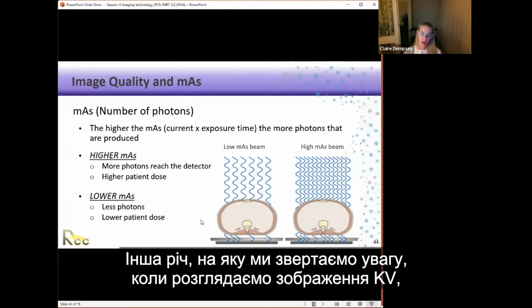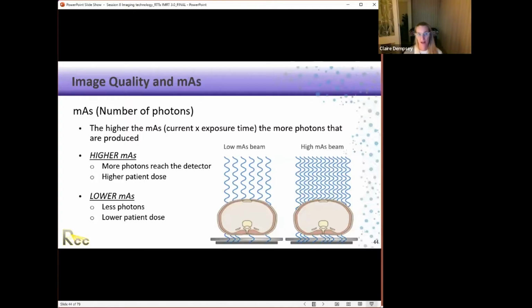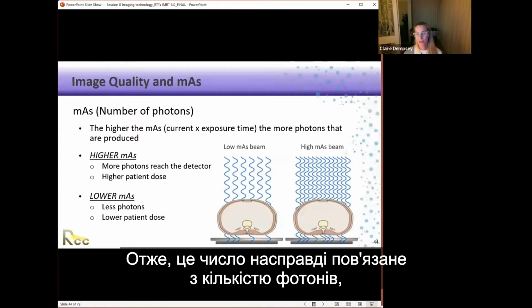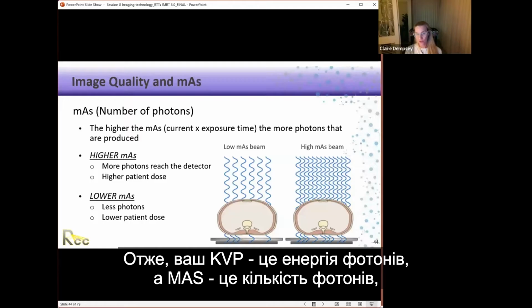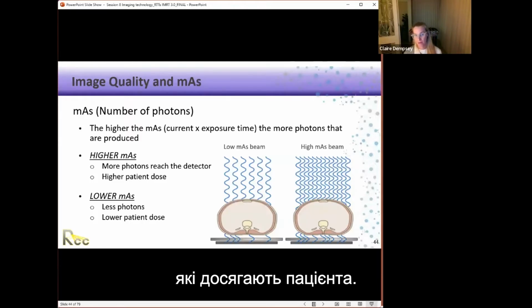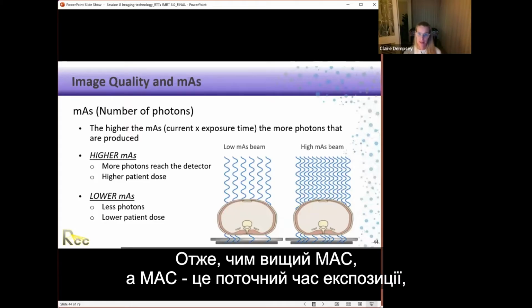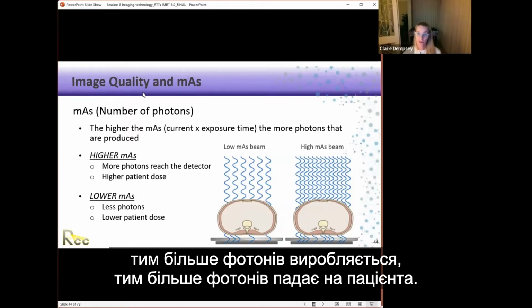The other thing that we look at in terms of kV images is our mAs. So this is really related to the number of photons that the patient's being exposed to. kVp is about the energy of the photons, and the mAs is about the number of photons reaching the patient. So the higher the mAs, which is current times exposure time, the more photons that are produced, the more photons that are incident on the patient.